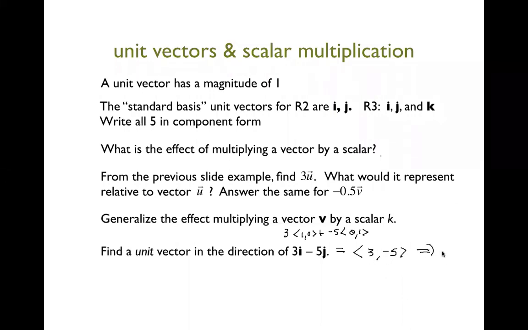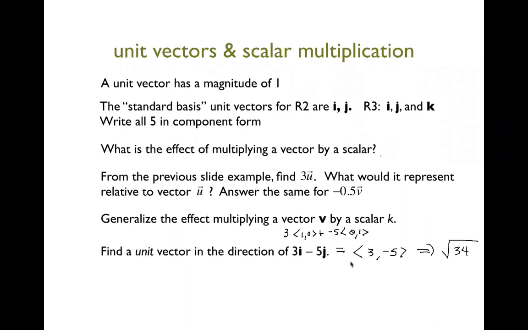3, negative 5. It has a magnitude of square root of 34, right? Yes. Square root of 9 plus 25. So the magnitude of that is clearly bigger than 1. So this is longer than a unit vector.